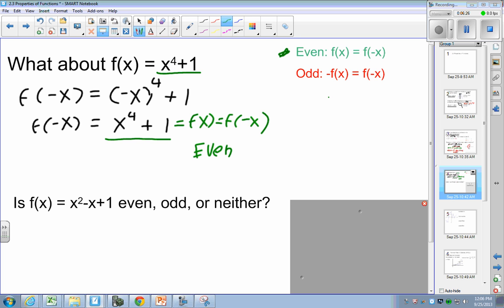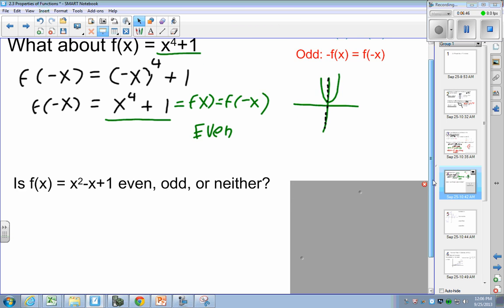So if we draw a graph of this, it's just going to look like a skinny parabola, the y-intercept 1. We can see from this imperfect picture that it's symmetric about the y-axis. And so since it's symmetric about the y-axis, we can say that it's even.